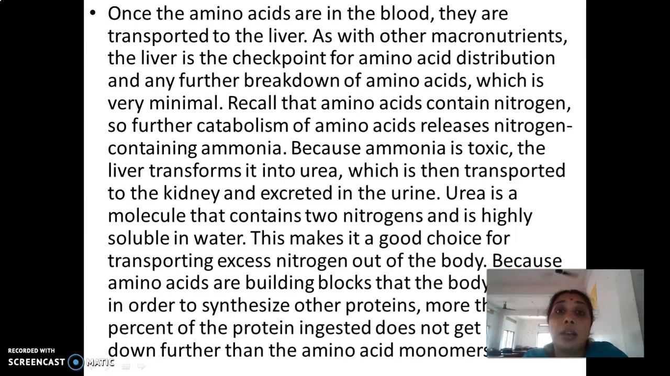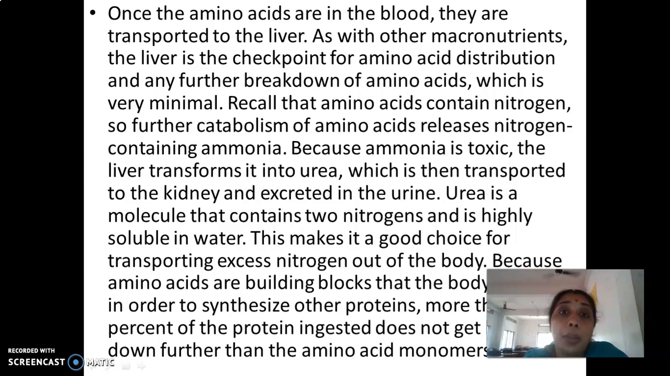In the destruction of amino acids, we know that an amino acid has an amino group and a carboxyl group. The carboxyl group and the rest will be used up. What happens to the amino group? The amino group will be released. So as the name amino itself suggests, it will be converted into ammonia.